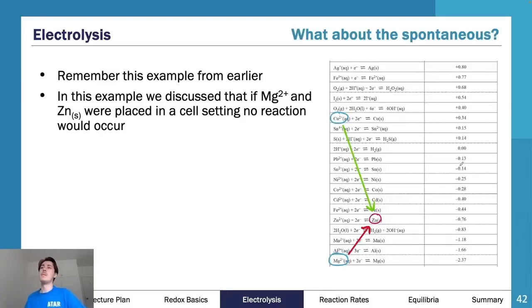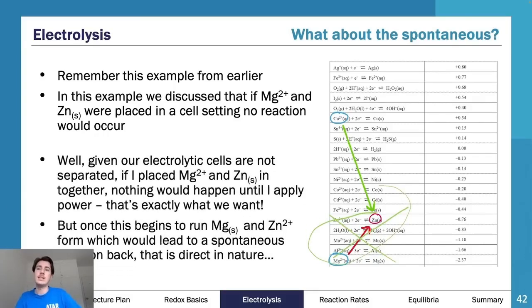So remember this example from earlier. In this example, we discussed that if magnesium 2+ and Zn solid were placed in a cell setting, no reaction would occur. We talked about this a little while back, 20 minutes ago. And I said, hey, you're not going to get a reaction here. It's not going to happen. However, in electrolysis, this is different. Given our electrolytic cells are not separated, if I placed Mg2+ and Zn in together, nothing would happen until I apply power, and that's exactly what we want.